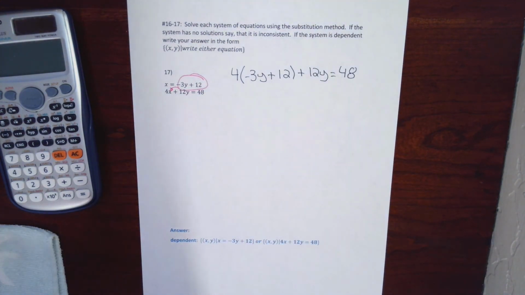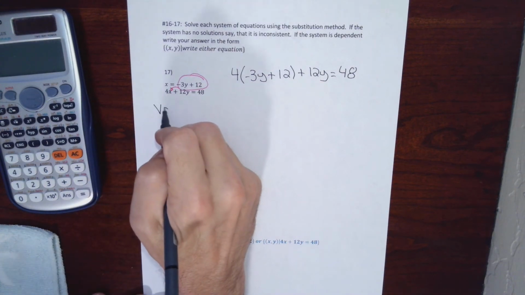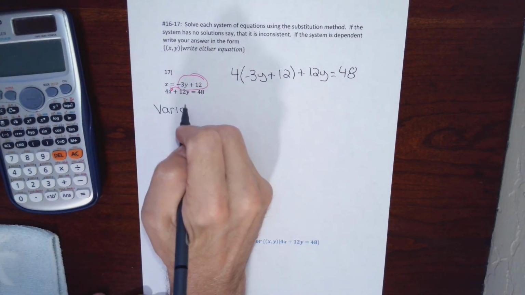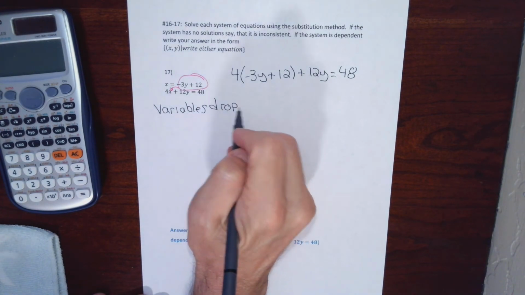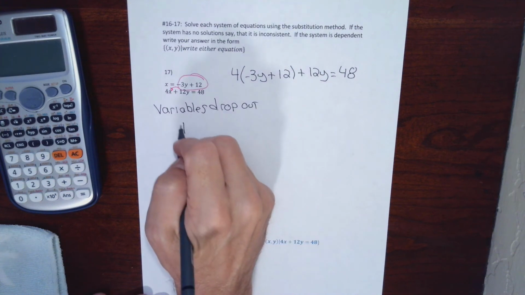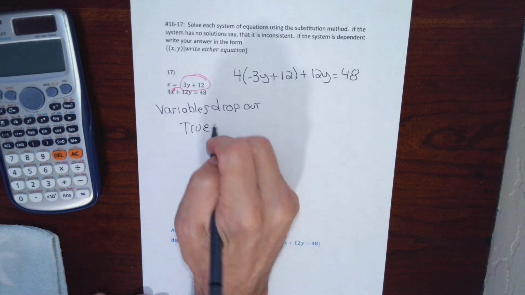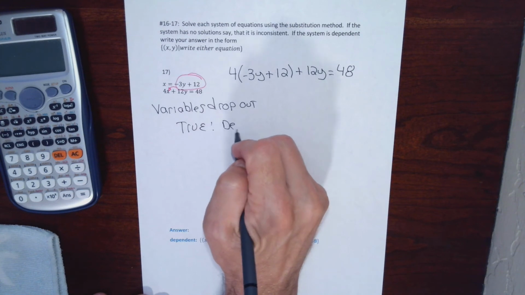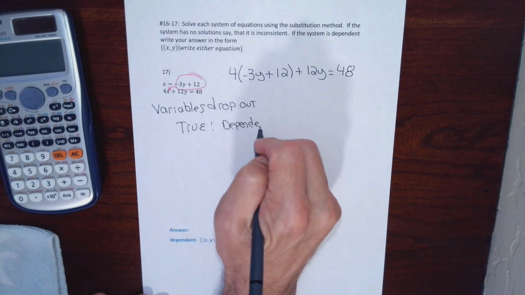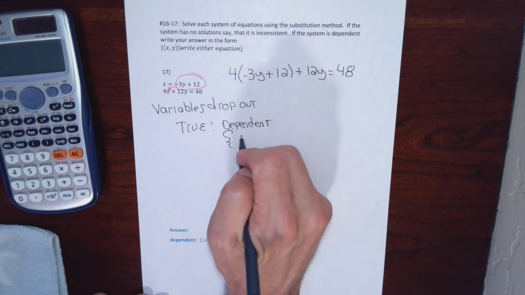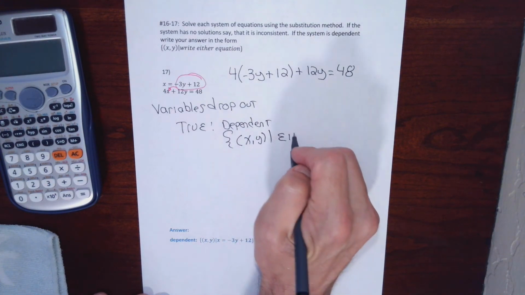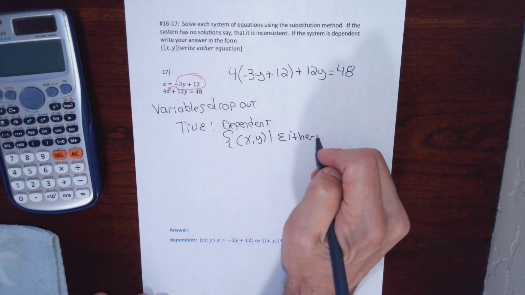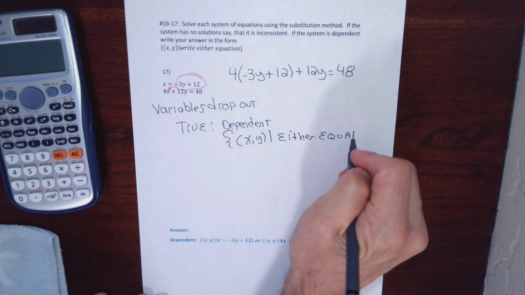In problem 17, the variables are going to drop out. If the letters or the variables drop out, there are two things that can happen. If the variables drop out and you're left with a true statement, then the system is dependent, and you write your answer in this set builder notation form.